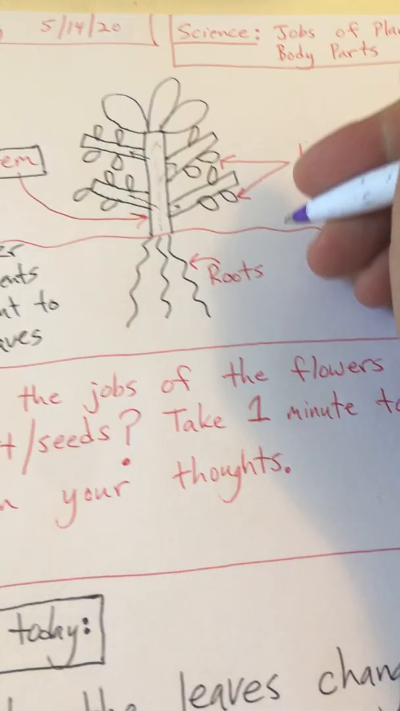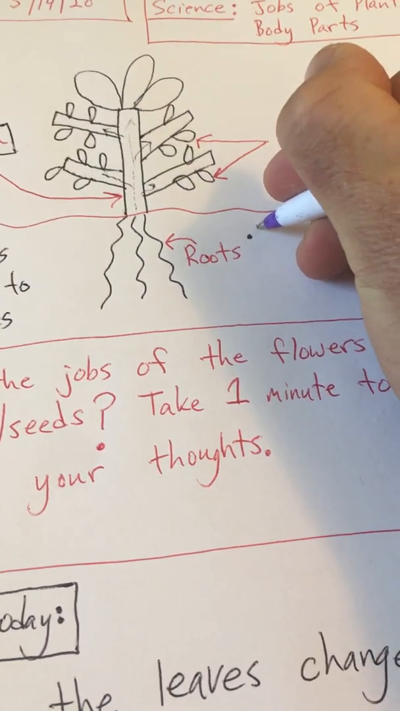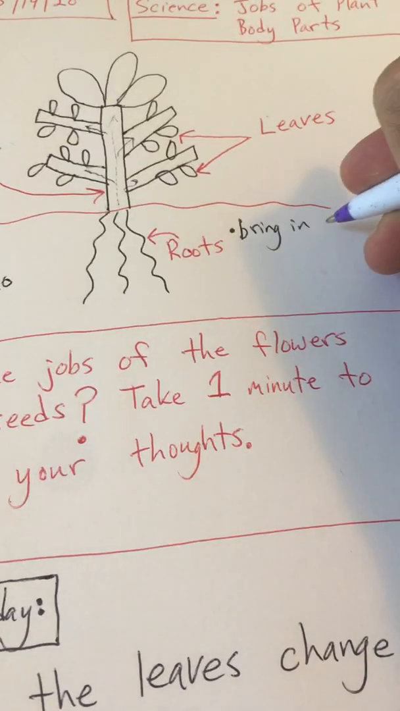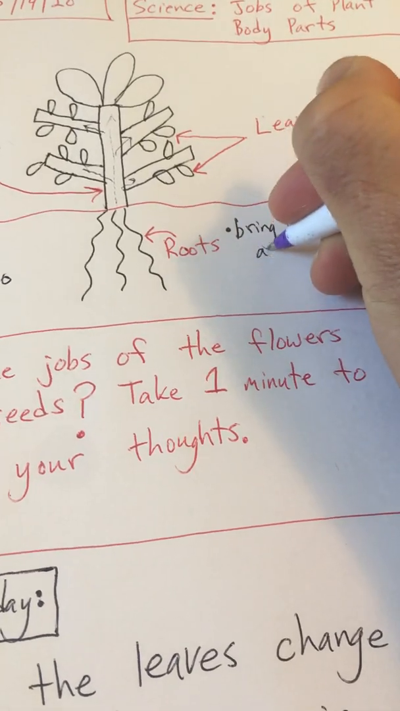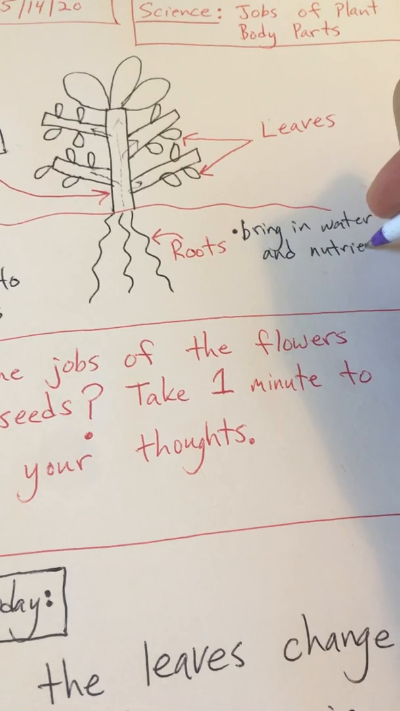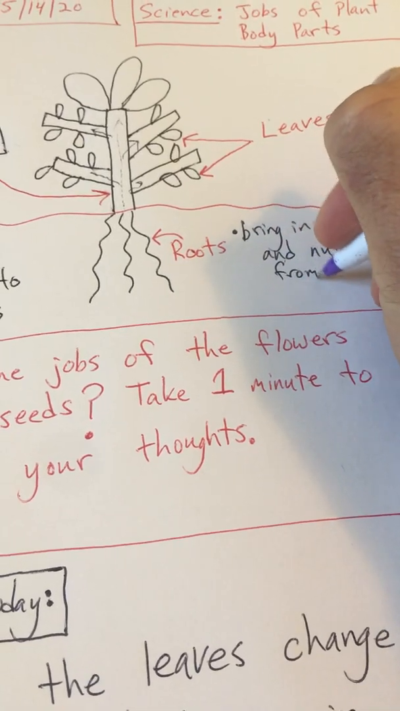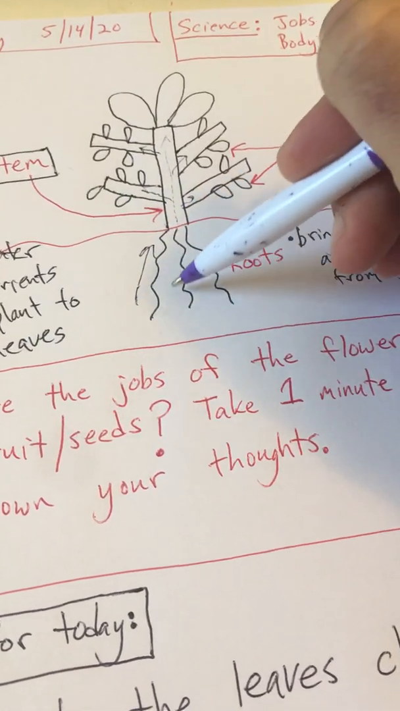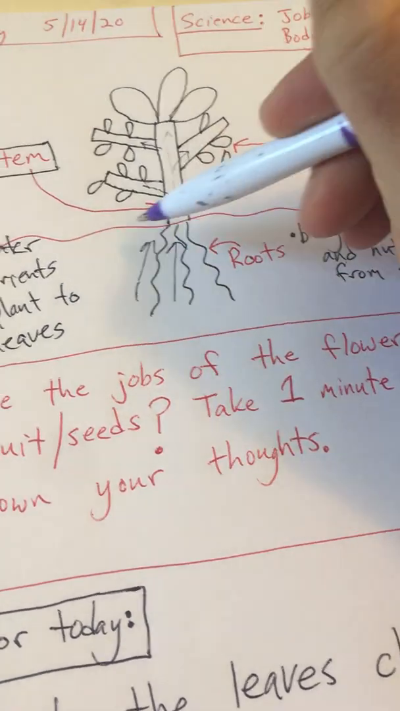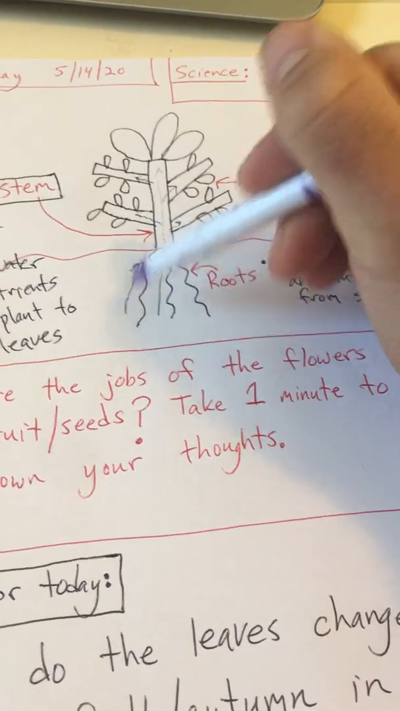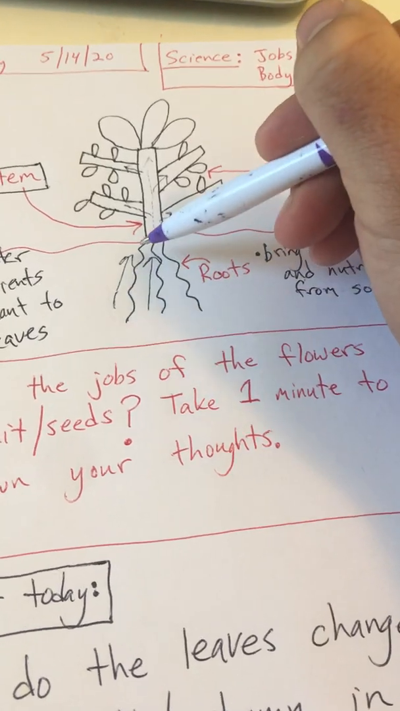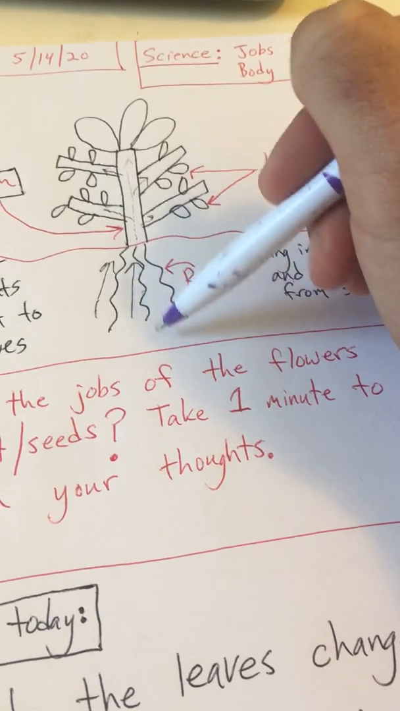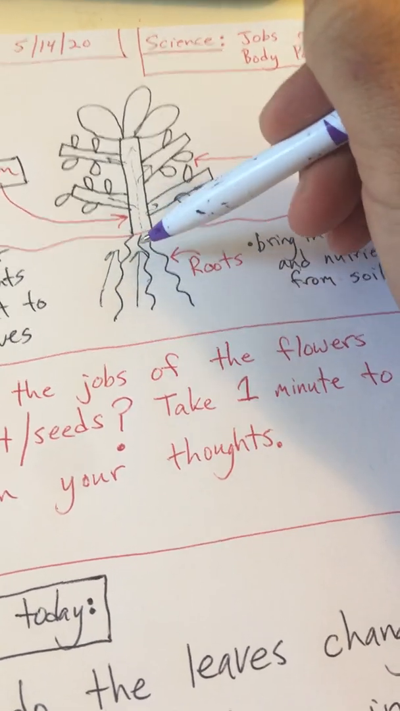Okay, so now let's look at the roots. Jobs of the roots are to bring in water and nutrients from the soil. Okay, so the roots are soaking up water. They're soaking up nutrients from the soil. We talked a lot about what is in soil, and especially about what makes soil good for growing, right? It has lots of nutrients, has some water in there, lots of inorganic and, more importantly, organic matter, stuff that used to be alive that's going to give it nutrients and allow this plant to grow.